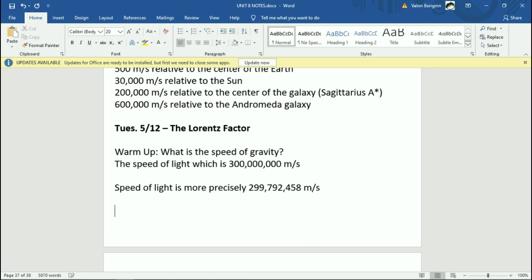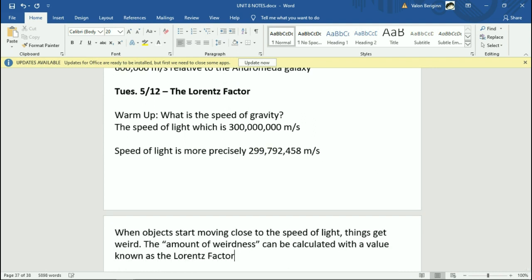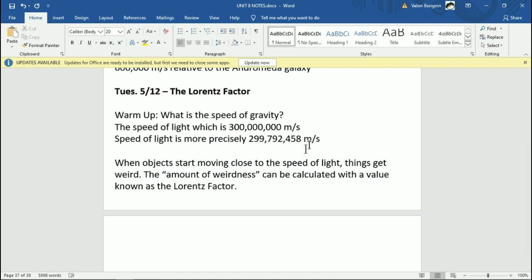So let me get right into this. When objects start moving close to the speed of light, things get weird. I know that's a very scientific explanation of this, but you'll see. The amount of weirdness can be calculated with a value known as the Lorentz factor. So the Lorentz factor is basically a way of saying, depending on how fast you're going, things are going to get weird, and the amount of weirdness is this Lorentz factor number.